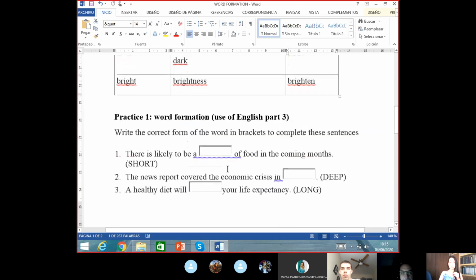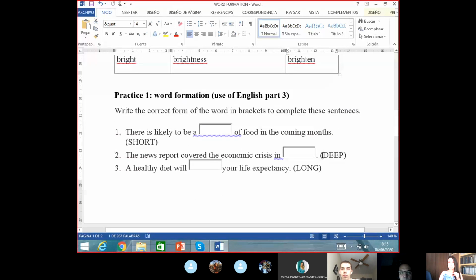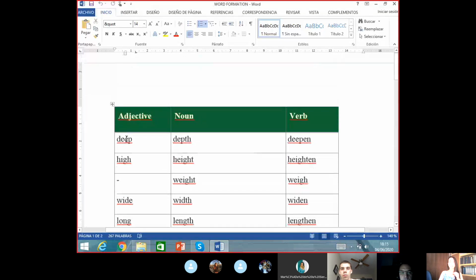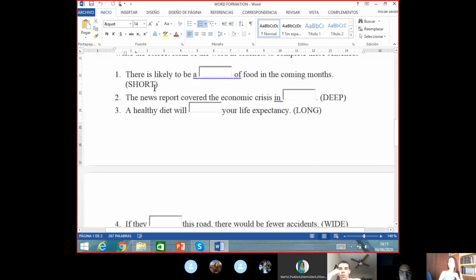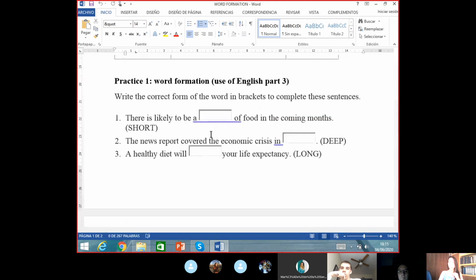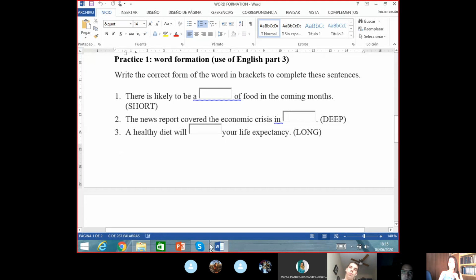gaps. Okay, so for example, in these ones, you have deep. So what are you going to have in the gap? You're going to have deep or depth, or maybe in the plural, depths, or deepen, or the verb conjugated, deepened, okay? Something like that, okay? So these 2 exercises are word formation, okay? So I'm going to give you some minutes for you to do it, and now I will be correcting them. Okay, guys, so I give you time.